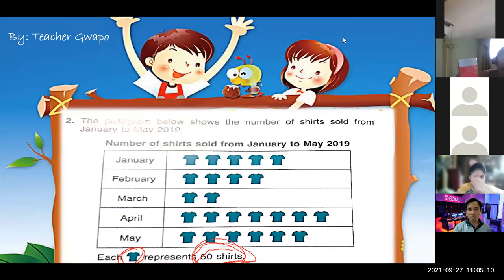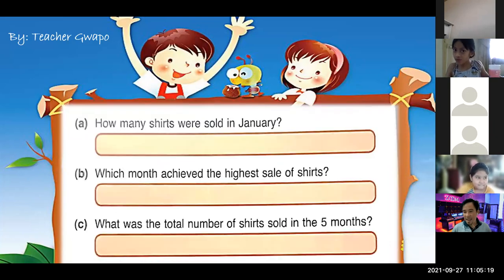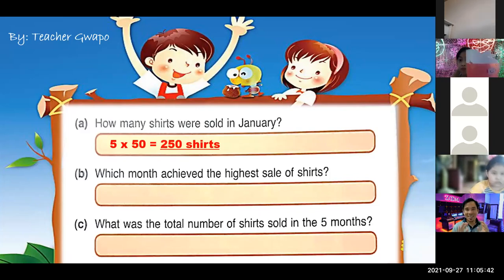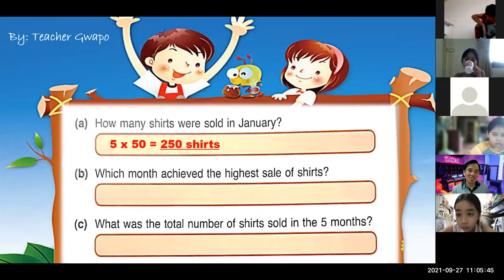Now, we will answer the questions here. But before that, let me erase this one. Okay. Here, letter A. How many shirts were sold in January? January. How many shirts? You count there. 50 plus 50 plus 50. 250. Okay. Letter A. 5 shirts times 50 is equals to 250 shirts. Okay.